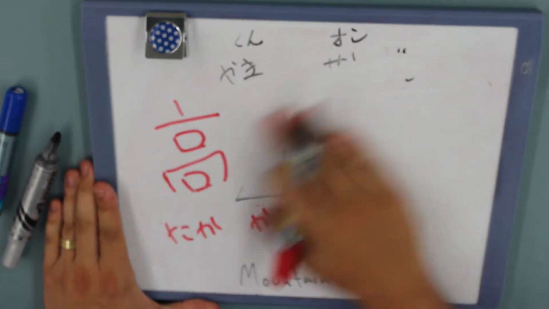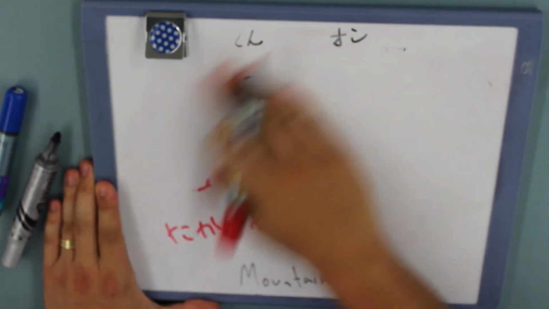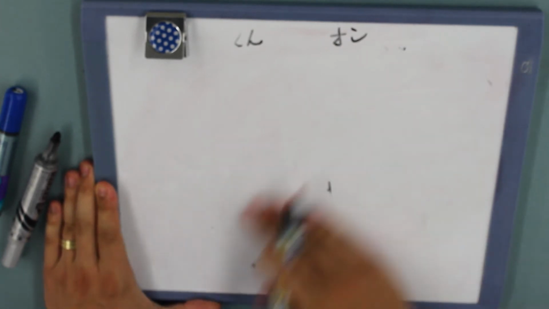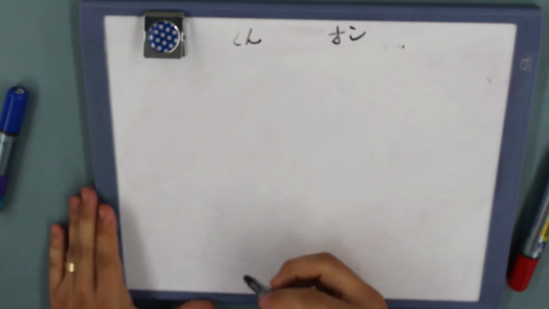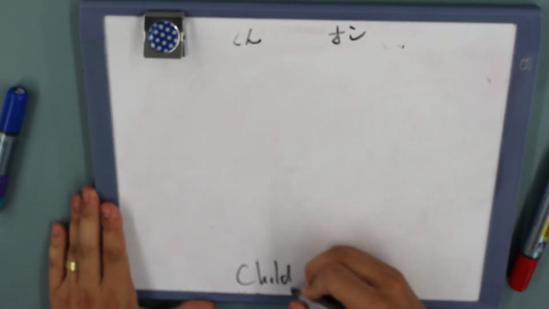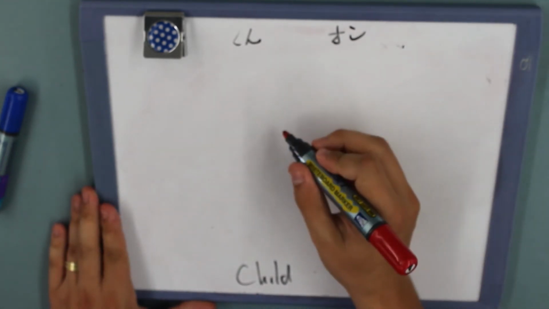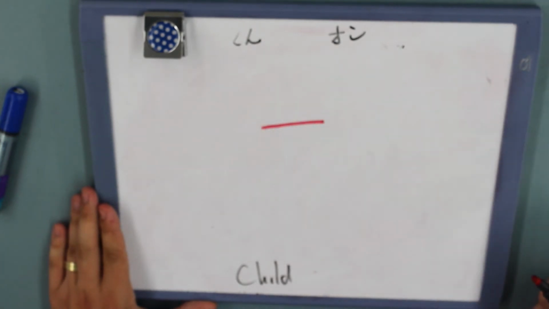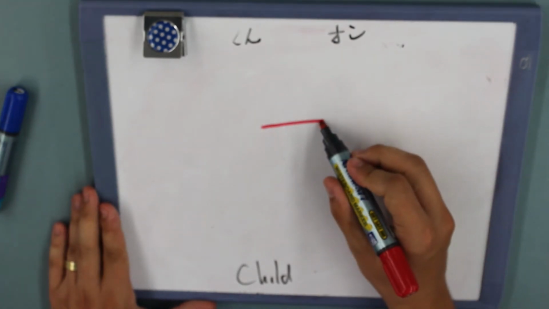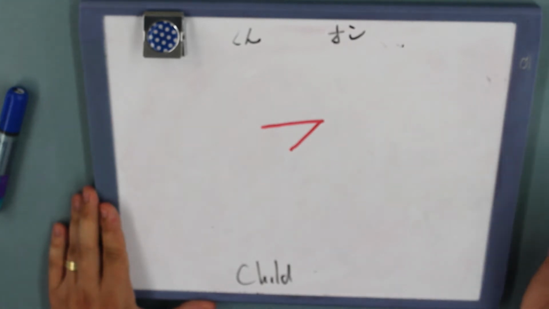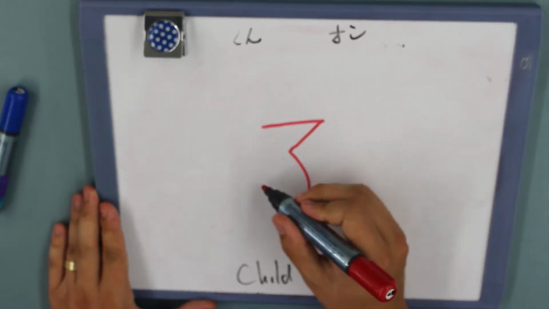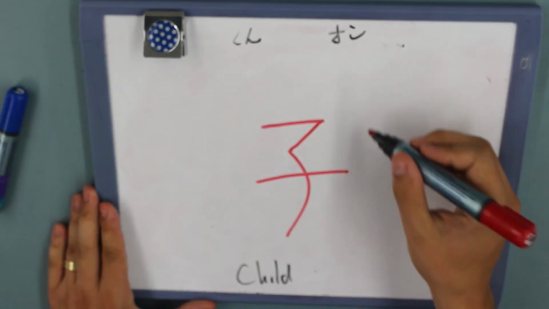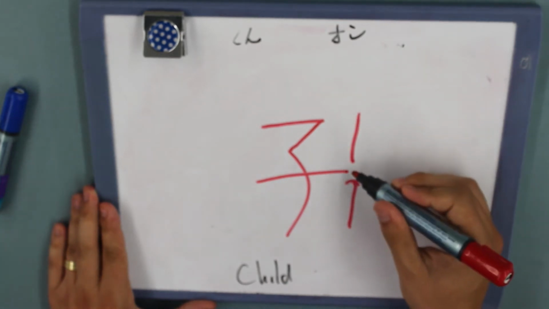Next we'll have a look at how to write child. Child is fairly easy and you can see it in a number of different forms. So the first thing that we'll do with child is to bring a small horizontal line across, as such. Diagonally down, and then a curve. You can see that the curve in the line is quite distinct. To finish it off, you just run a line through almost the middle of the kanji.